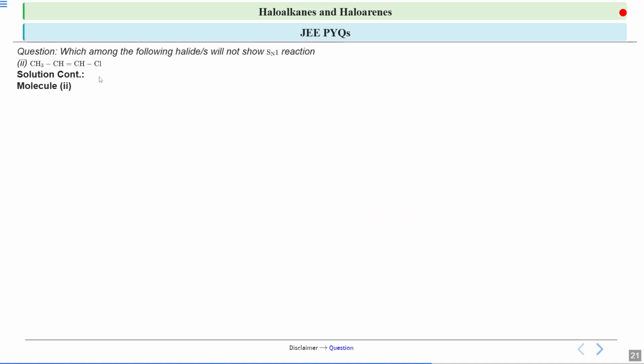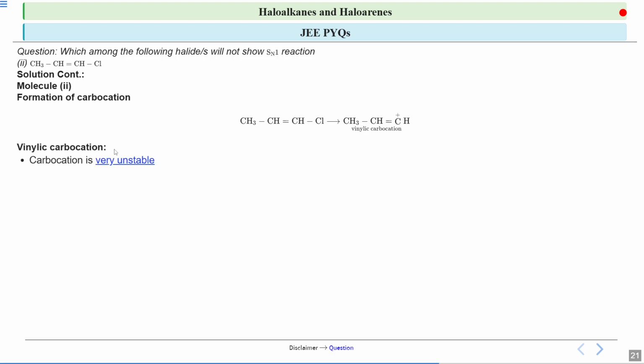Now, for the second molecule, how does the formation of carbocation happen? In the second molecule, the leaving group, that is the halide ion, the chloride ion, will leave from here, and the positive charge will come on this carbon. So you get a vinylic carbocation. That means the positive charge is on a carbon which is only sp2 hybridized. So you are getting a vinylic carbocation, which is very unstable.